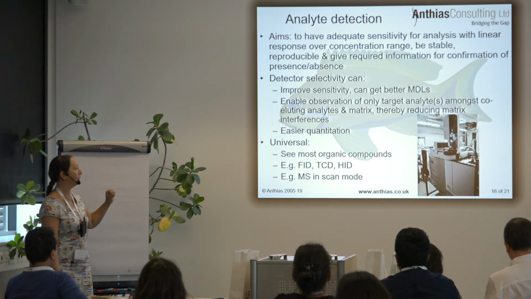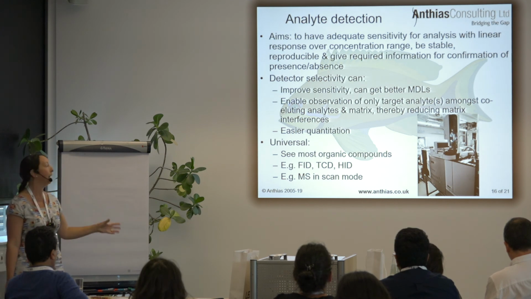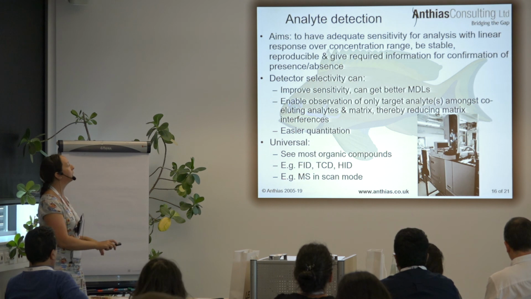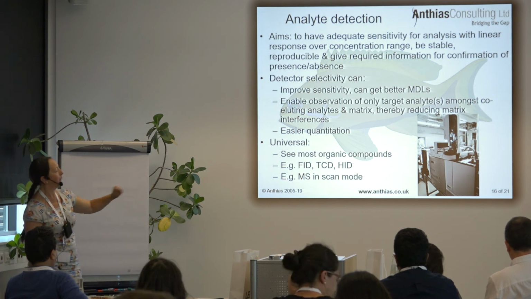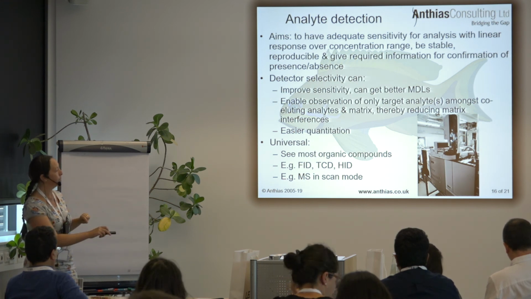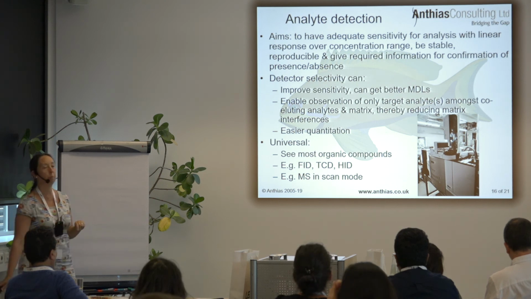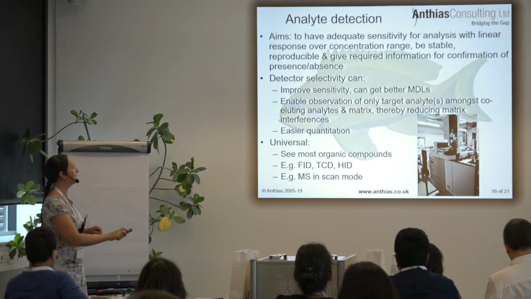So when we're thinking about our detectors, we could be using a universal detector, because if you want to see everything, you need a detector that will see everything. So it goes back to the original question for our sample. We can see most organic compounds with, for example, an FID, a TCD, an HID, or a mass spec where we're acquiring the full scan range. This is our Pegasus BT 4D system, which has just been installed in our lab last week.